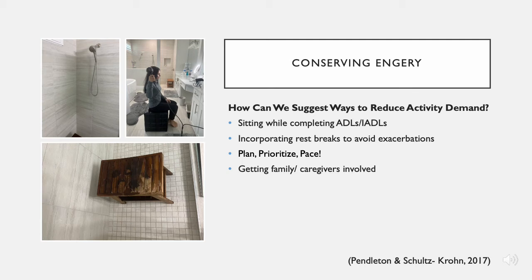For our pulmonary patients, on the left here, these are some good examples of ways you could modify some ADLs. Simply sitting while completing them, and a handheld shower head is a great way to be seated while taking a shower and still have that hose to reach all the areas of your body. A bench in the shower is also a good option.